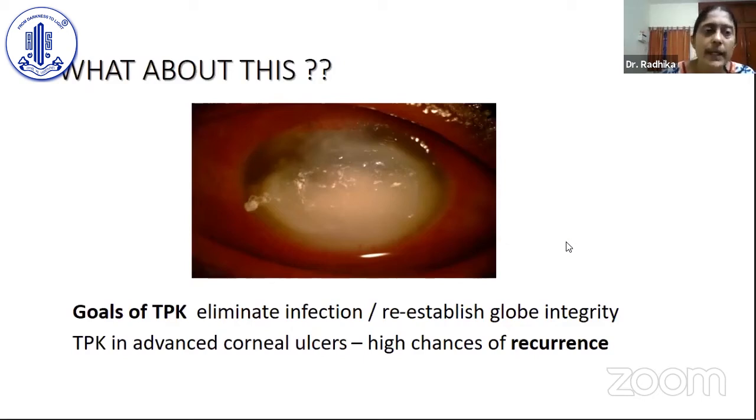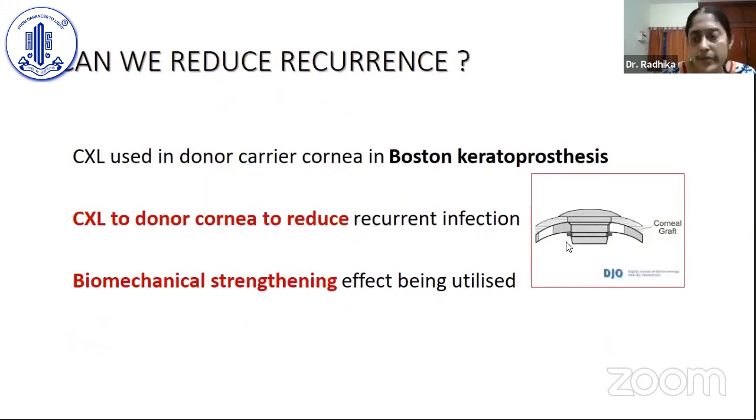Recurrence can happen either because the duration of the disease has been very long, or the organism is very virulent, or the medication is not working, or the patient is not compliant with the medication, or during surgery, infection has been left back. So whatever be the reason, when recurrence does happen, it negates the goals of the therapeutic PK itself. So we were wondering whether we could employ CXL, which was used in PAC-CXL of a keratoconus, to reduce this recurrence of infection in microbial keratitis.